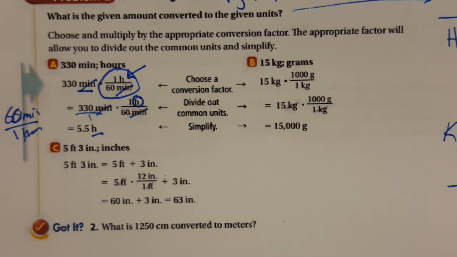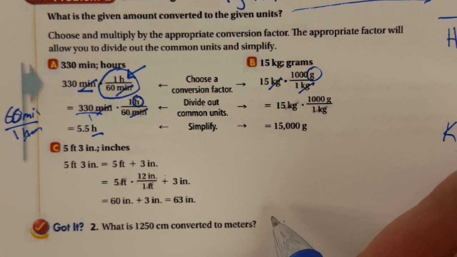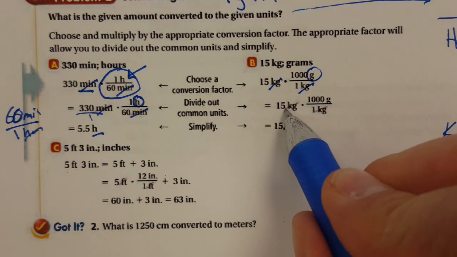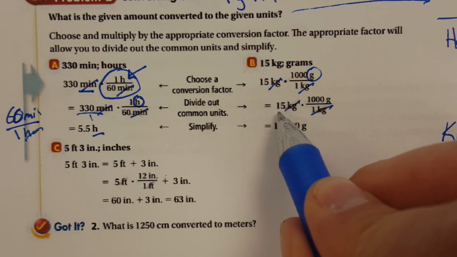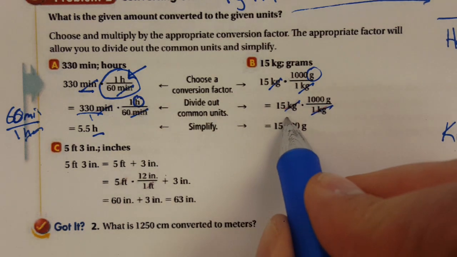Look, they've already got it set up. I want to keep grams and I want kilograms to cancel. So I'm going to put 1,000 grams over 1 kilogram and then multiply. The kilograms cancel. It turns into 15 times 1,000, which is 15,000 grams.